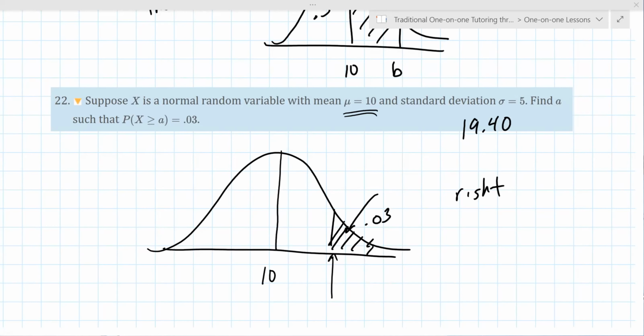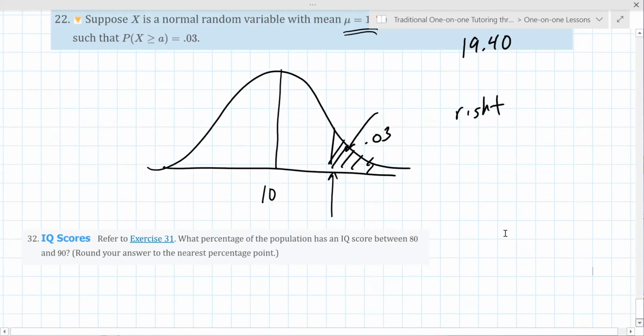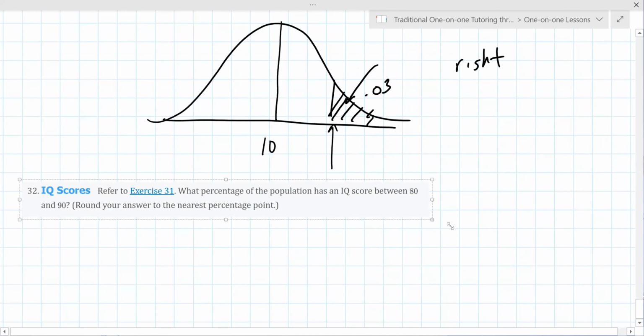Okay, and then the next one is 32. Okay. Do you get written problems like this with all of your assignments? Yeah. Okay. All right. Refers to 31. Okay. I love those. Why can't they include the information?